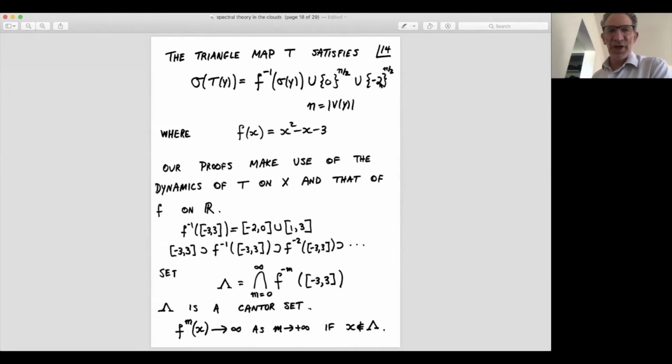So if I start off with Y, which has n vertices, and I apply T to it, which now has 3 times more vertices and 3 times more eigenvalues, then the new eigenvalues are going to be: add the number -2, add the number 0 to the multiplicity n over 2 each, and then add the numbers which are F inverse, where F is this quadratic polynomial, evaluated at the spectrum sigma of Y. This is basically an exercise in linear algebra. So we have an exact formula if we understand the dynamics of F.